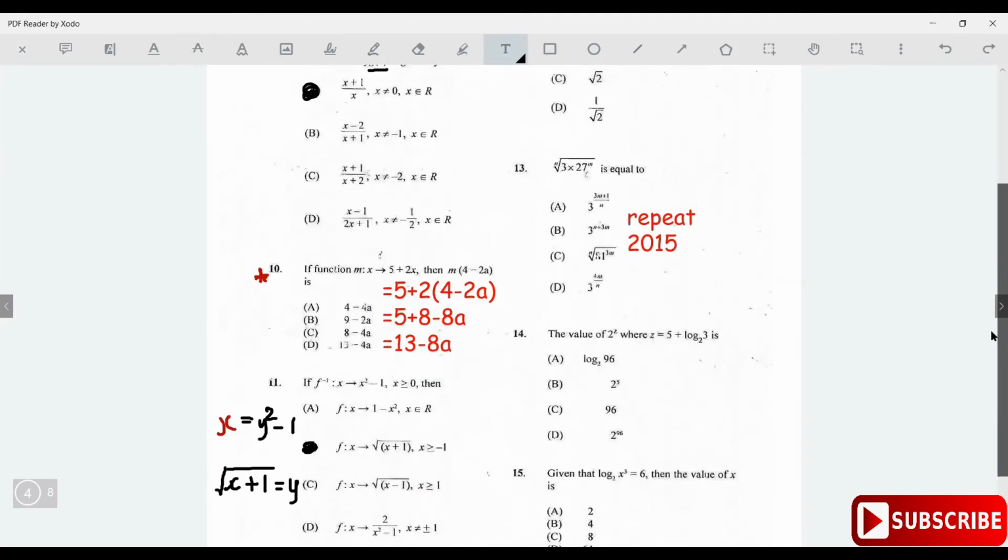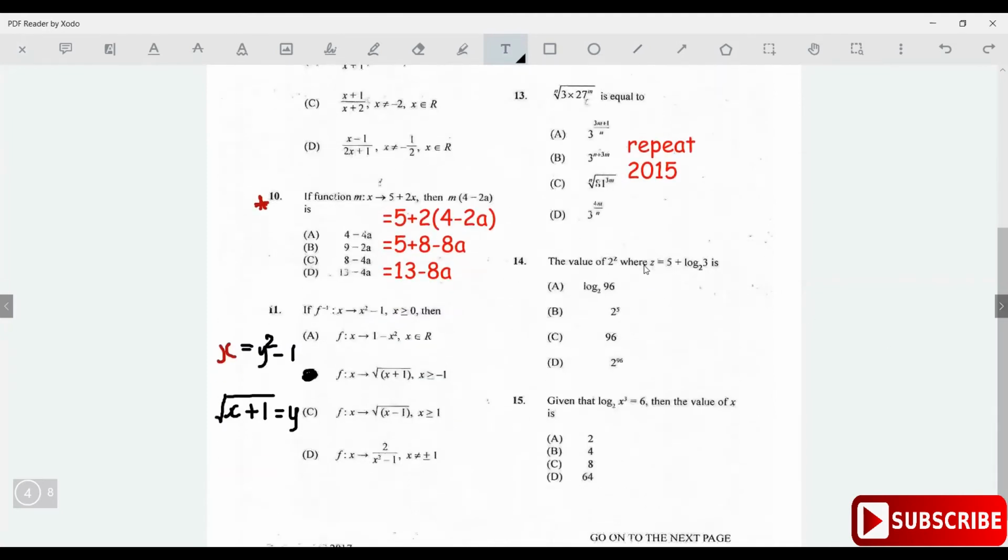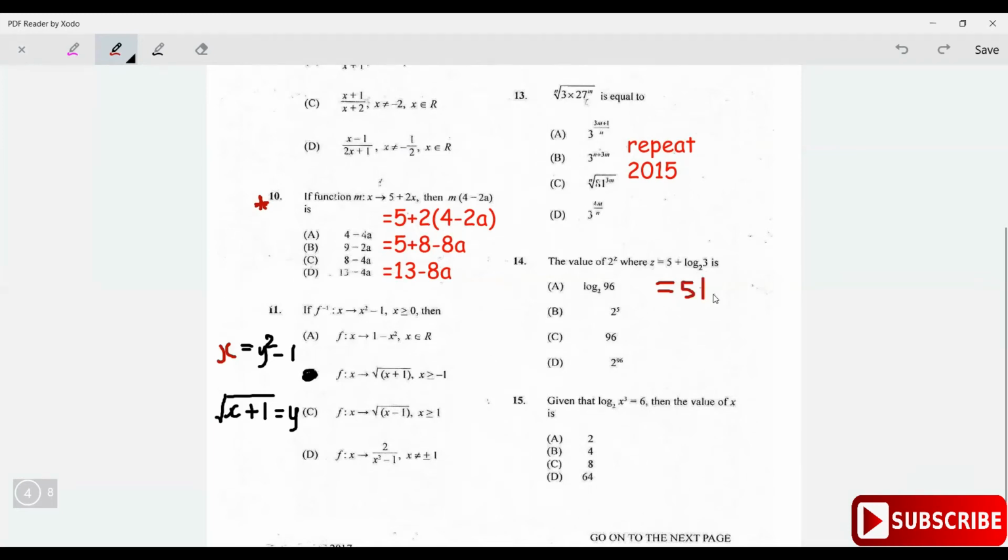It says now, the value of 2 to the z, where z is 5 plus log to base 2 of 3. So to find what is 2 to the z, first let's simplify what z is. You can rewrite 5 as 5 log base 2 of 2, plus log base 2 of 3.